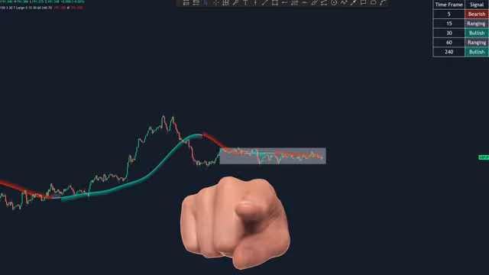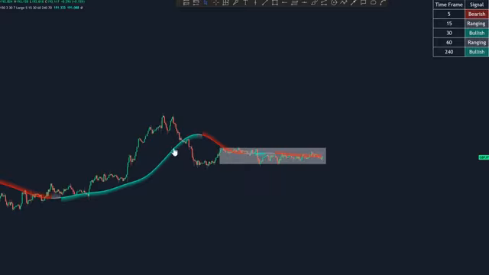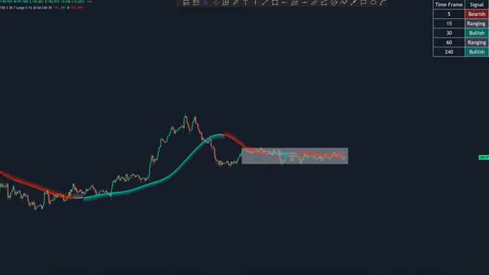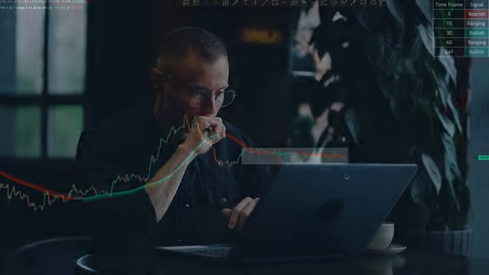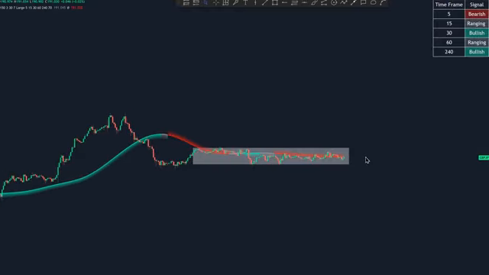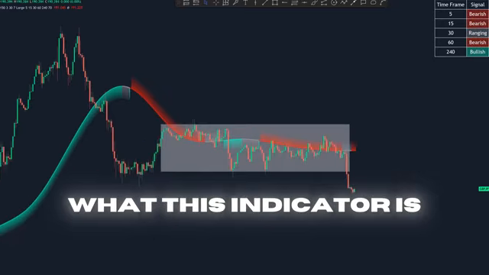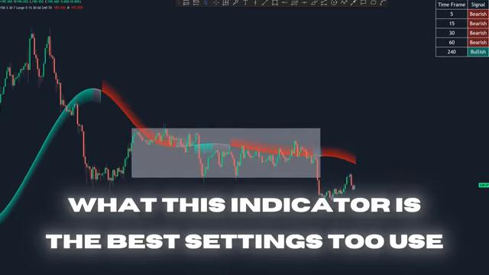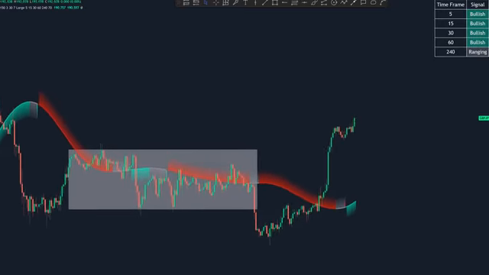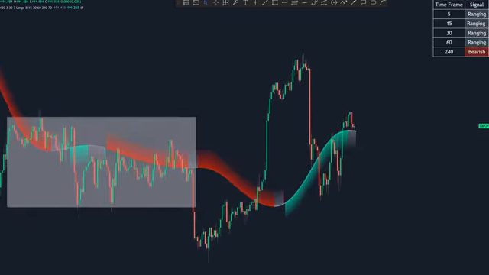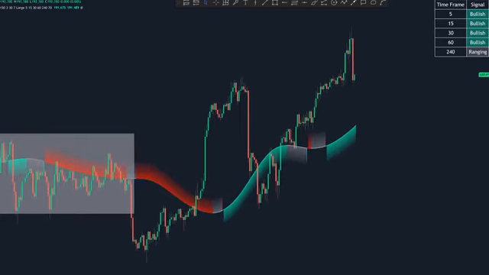So if you were to use this indicator to trade, not only would it be helpful in identifying the trend of the market, but it would also tell you when to stay out of the market. In this video, I'm gonna go over what this indicator is, the best settings to use, and I'll even go the extra mile and showcase a super accurate pullback strategy that you can use with this indicator.